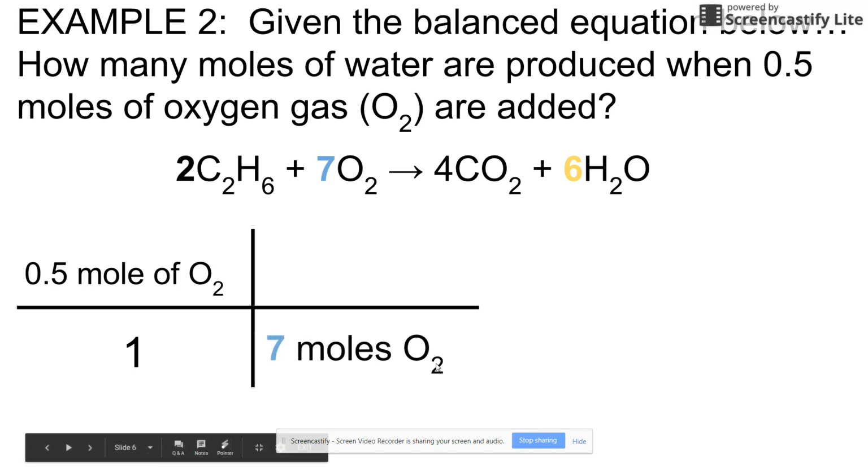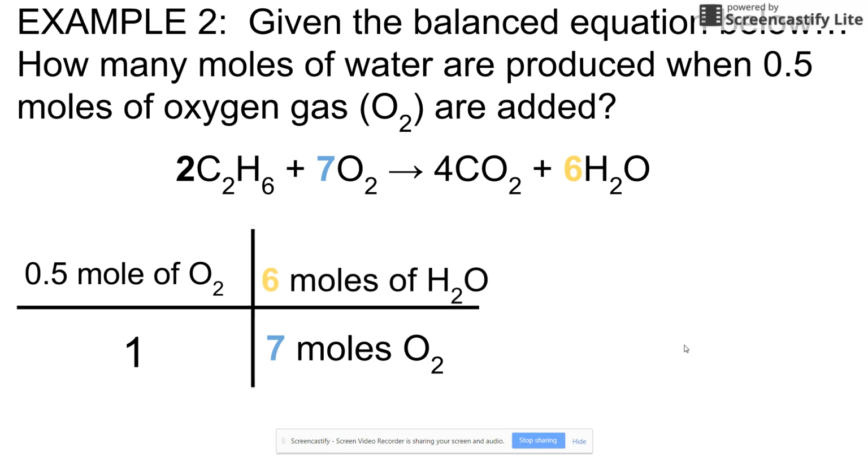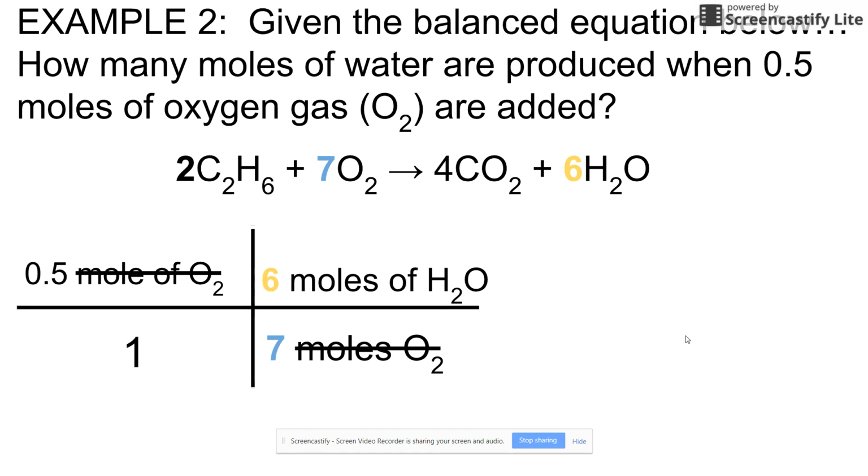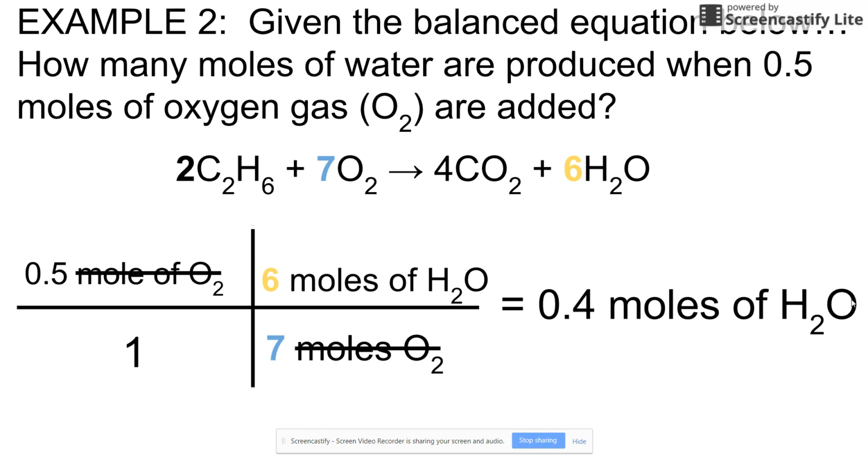So you put your 7 moles of oxygen gas on the bottom. Again, color coordinate so you can see where the numbers are coming from. Then you have your 6 moles of water on top. Your moles of O2 cancel out. And then 0.5 times 6, and 1 times 7. So then it ends up being 3 divided by 7, which is 0.4 moles of water produced.